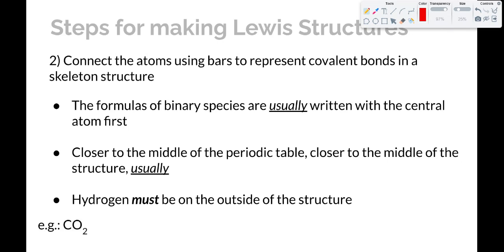Okay, so here's an example, CO2. Carbon is written first in this binary species, so that means it's probably in the center. And another clue is that oxygen is closer to the outside, carbon is closer to the middle of the periodic table, so that means it's probably closer to the middle of the structure. Another example, NH3. Hydrogen has to be on the outside, and it can only be bonded 1 time, so the only possible skeleton would be 1 N in the center, 3 H's on the outside, and that also goes along with the first guideline here because the first element written is the central atom.